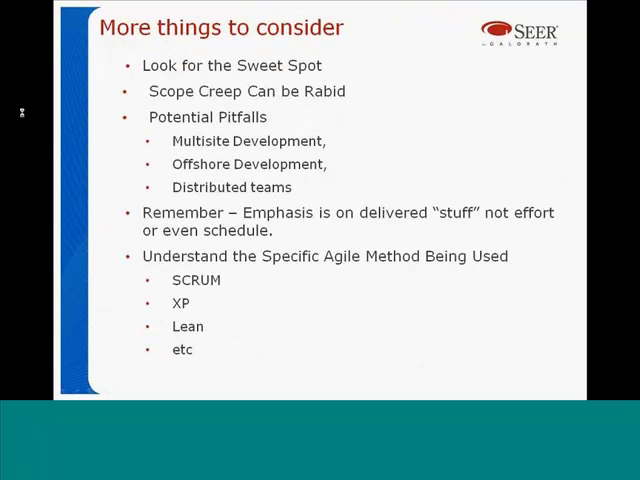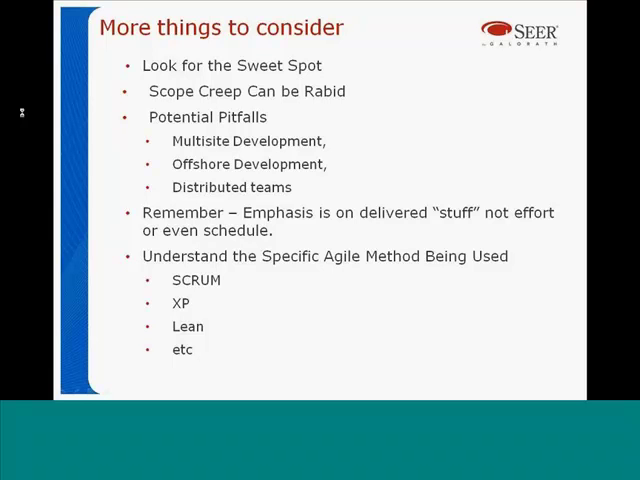Okay. A few more things to consider. You want to look for the sweet spot. And the sweet spot in Agile means that after the first iteration or two, you're going to start seeing where your team is performing velocity-wise. So one iteration may be 28 story points. The next iteration might be 15 story points. There's going to be some sweet spot in there where your team can function in the most efficient manner.